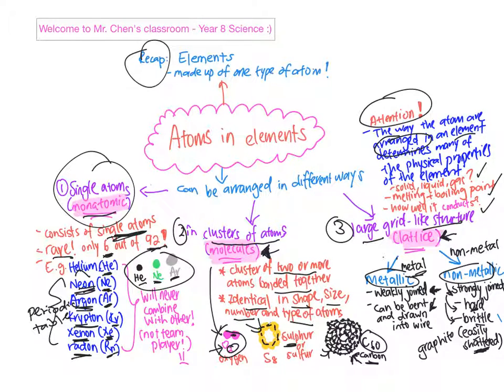So that concludes this video on the three different types of arrangement for elements. Okay, the reason why they're arranged differently is because of the way the atoms are bonded together. So we have single atoms for the first one, and we have molecules for the second one, and the third one we have a large grid-like structure, which is called lattice. And in lattice we have metallic and non-metallic.